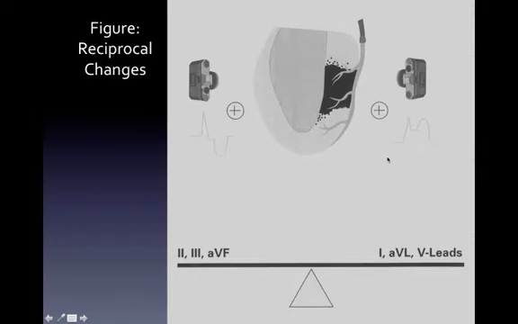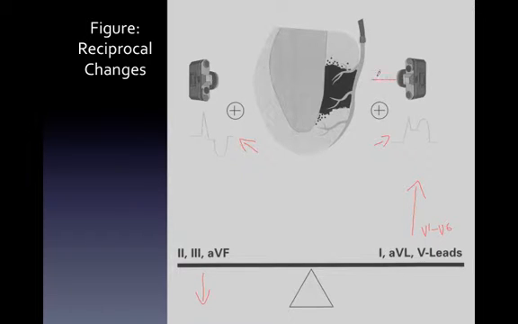So this is what I like to call a reciprocal change teeter-totter. And if we make note of these areas here, if we see ST segment elevation in 1, AVL, or V leads, and I'm talking about V1 through V6, if we see elevation here, 2, 3, and AVF is going to be where we're looking for our depression to confirm.